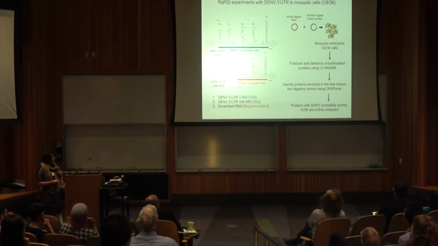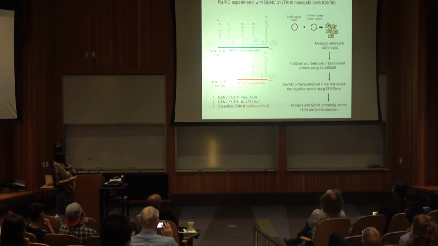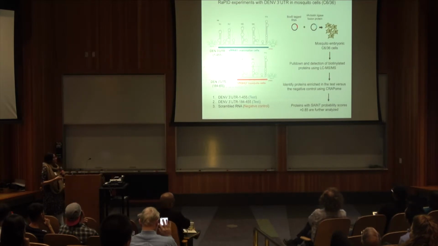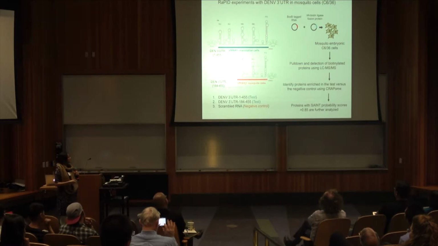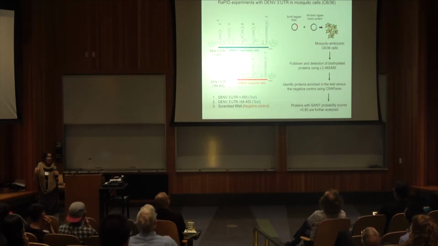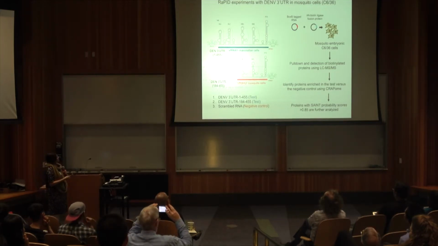As a negative control, we used a scrambled RNA sequence, and we shortlisted proteins that were enriched in the dengue 3' UTR RNA expressing cells as compared to the scrambled controls. And proteins with high probability scores, which were highly enriched, were selected for further experiments.